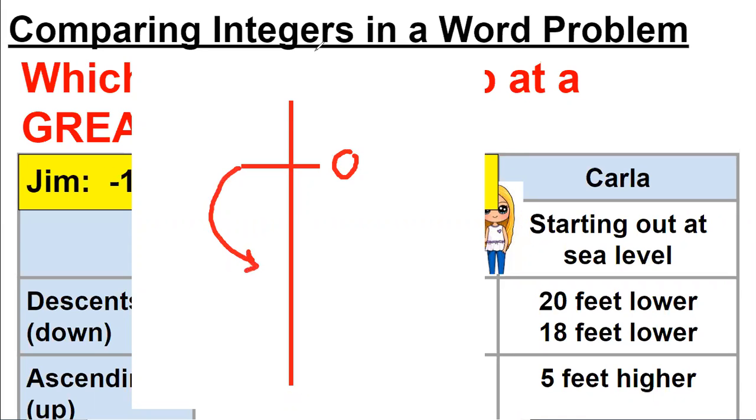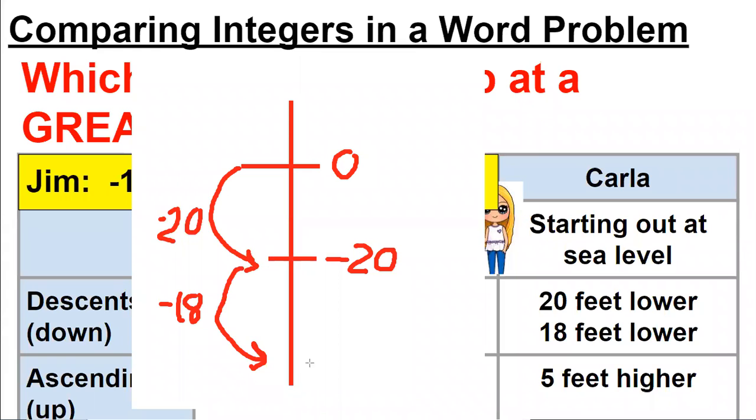What is she going to be on when she goes down 20 feet? Exactly. She will be at negative 20, right? And then she's going to go down 18 more feet. So she's going down another 18, negative 18. This was negative 20. So what's going to happen when she goes down 18 more feet? What will she be at? 20 and 18, 38. So now she's at negative 38.